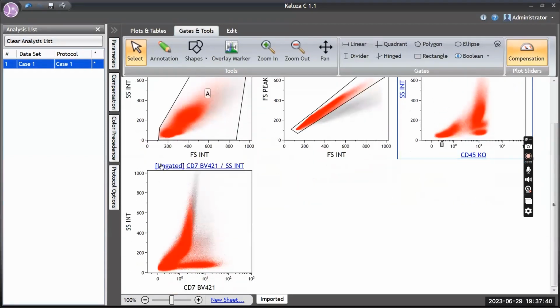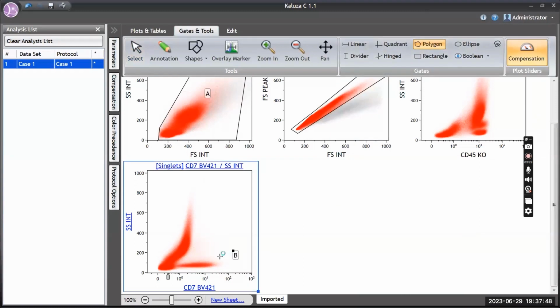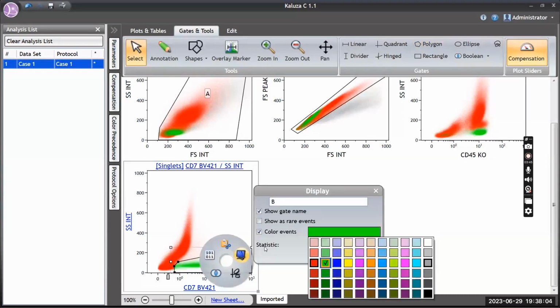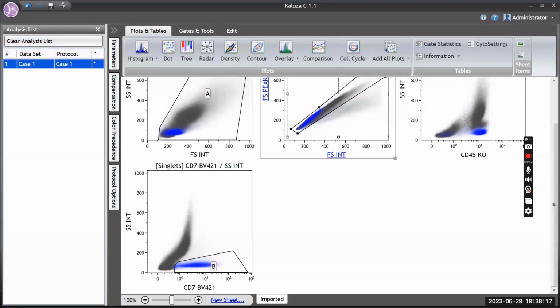Whenever you're drawing a gate for CD7, make sure you completely cover all the populations. I would like to take a bit of the population which is negative for CD7. Just stop me if you have any doubts, or if in yesterday's lecture, for people who have seen it virtually, you had any doubts, please let me know.